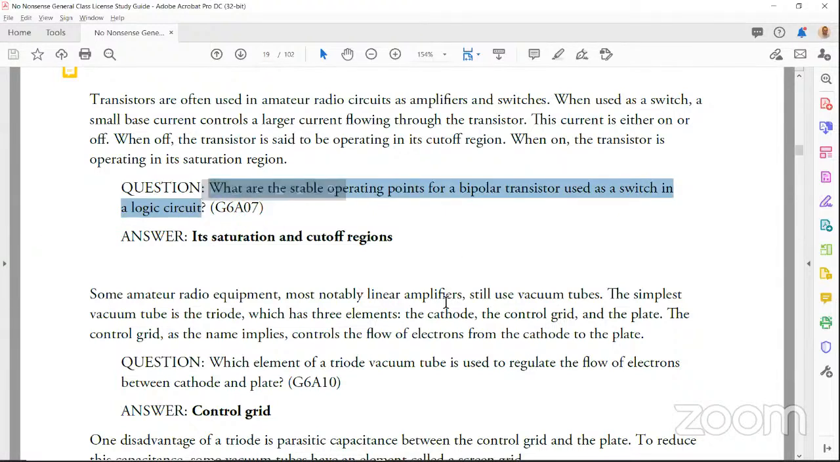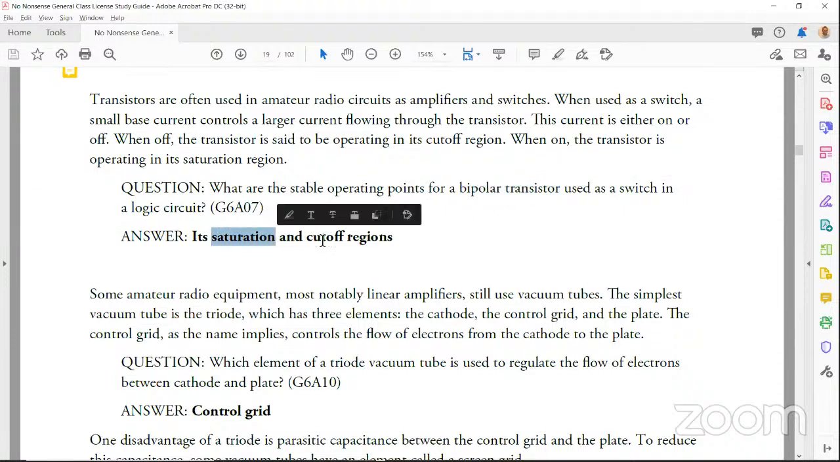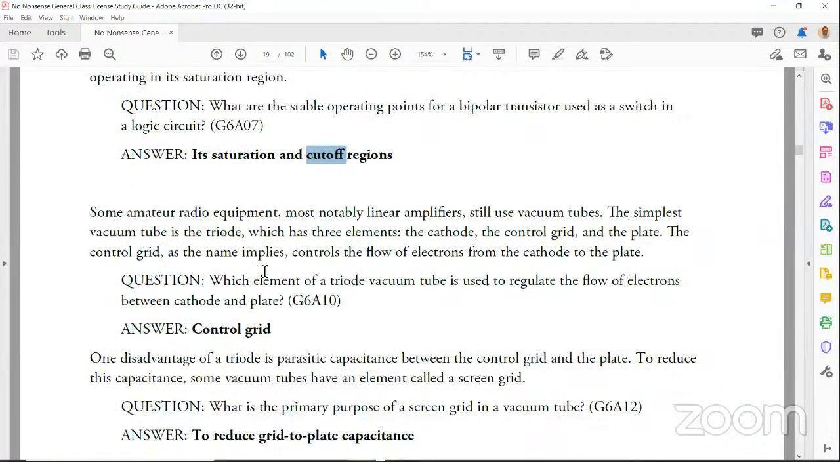What are the stable operating points for a bipolar transistor used as a switch in a logic circuit? So again, last class, we did talk about that there are two characteristics that we need to be aware of for transistors or bipolar junction transistors. And they are the saturation and cutoff regions. So if you need any refreshers, just look at the slide deck or last class. So that's the answer for this question. Moving right along.